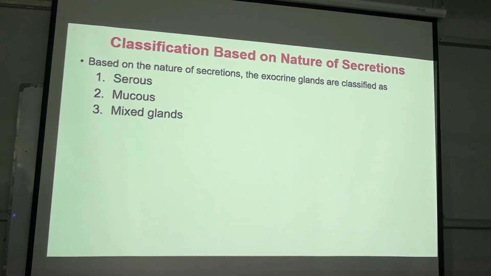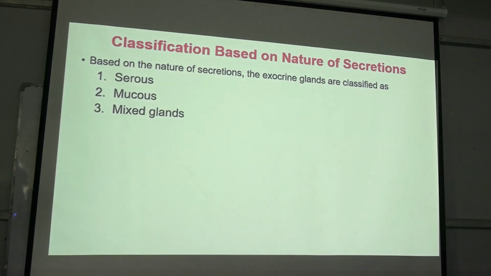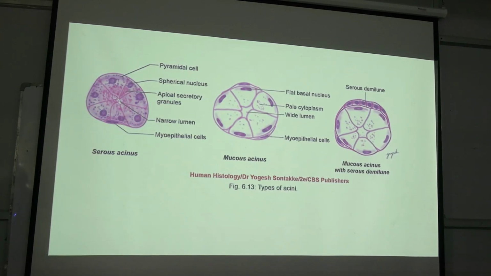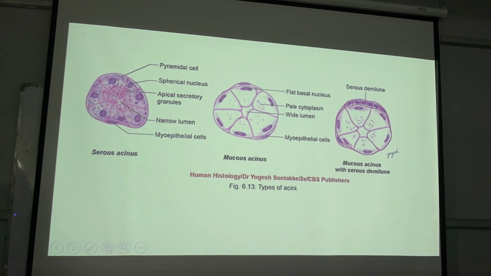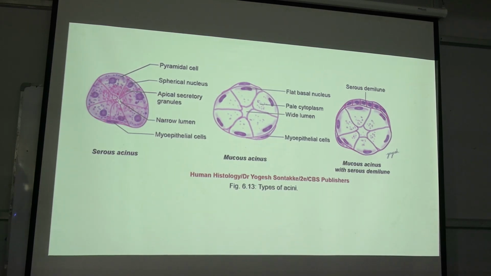How is the nature of secretion? Serous or mucus. That means watery or sticky or partly. Make sense? So everything together we can classify: serous acini and mucus acini. Now what we should know is how these things look whenever seen on a microscope. The mucus one is bright in color, the serous one is dark in color.